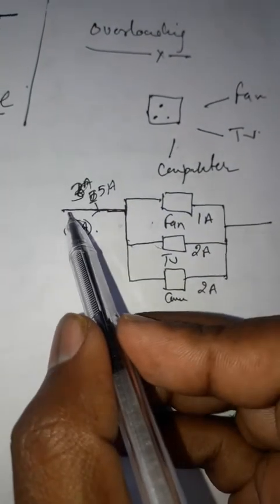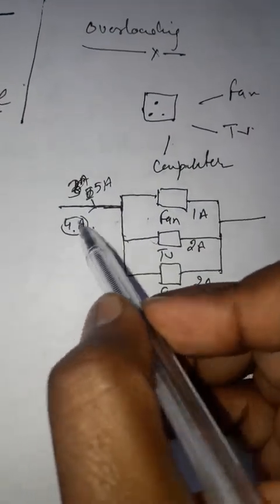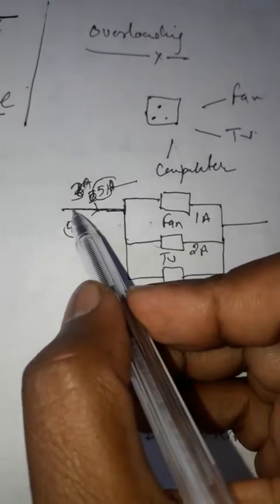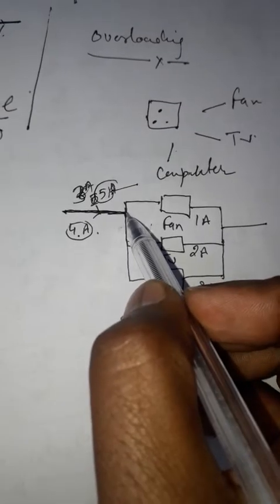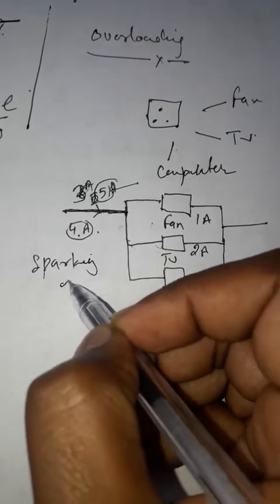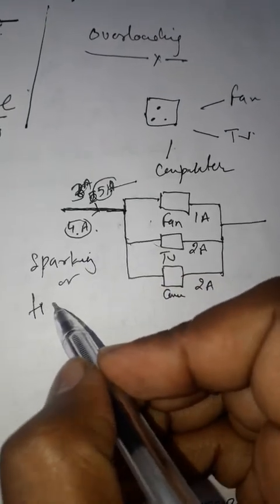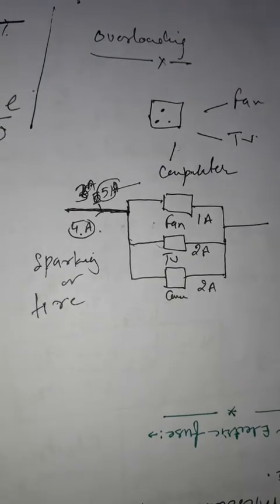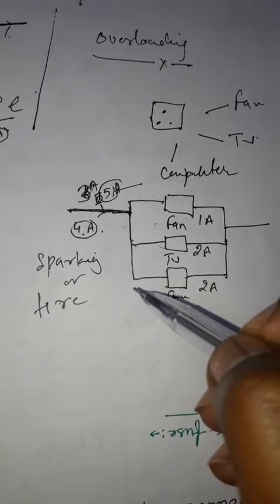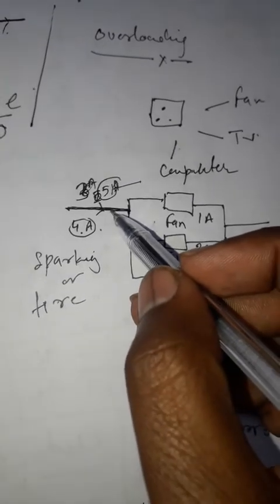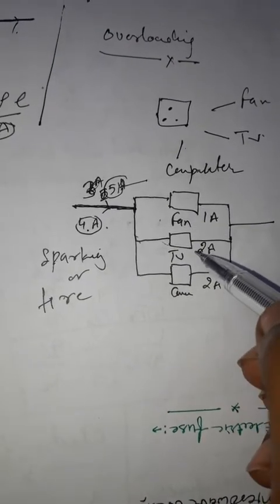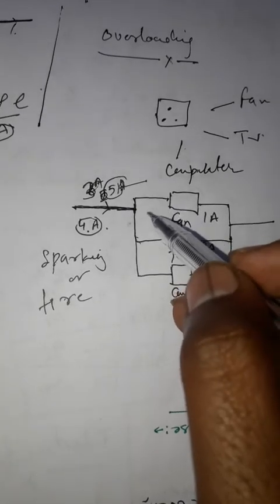But as the limit of this wire is 4 ampere, it cannot bear the 5 ampere current, and hence there is an excessive amount of heat which can cause sparking or a fire in the circuit. And this is why we can say overloading can damage our devices. But if we use a fuse in this wire, or with these devices, our devices become safe. Only the fuse wire will break down.